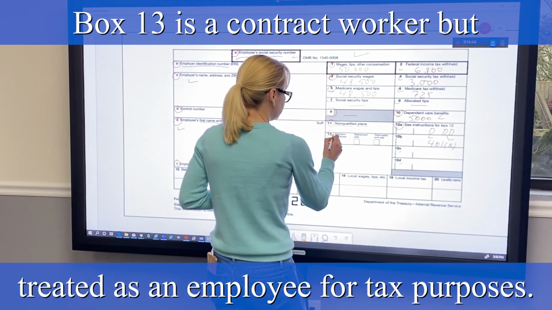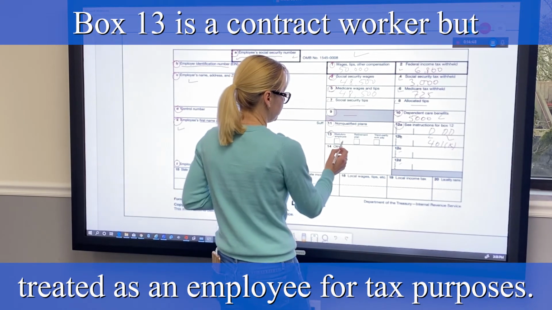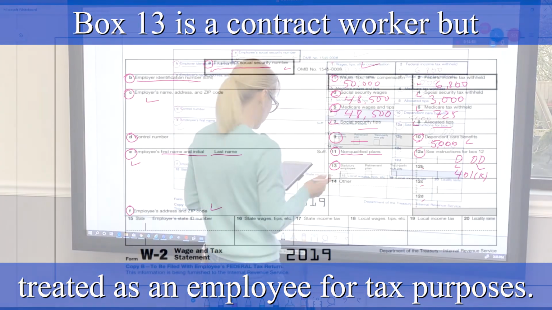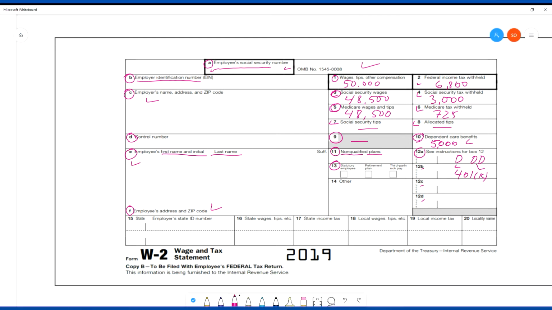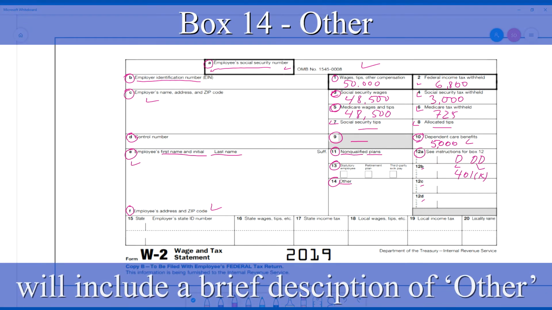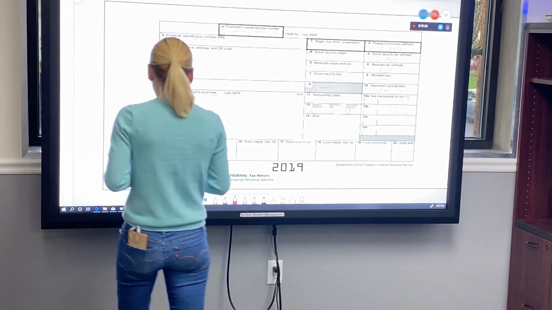Box number 13 is the box with a series of 3 little boxes: statutory employee, retirement plan, and third-party sick pay. You will have one of the boxes checked by your employer if it's applicable to you. Box number 14 that says other, it's a catch-all box pretty much. Your employer will report anything that doesn't fit anyplace else in this box.